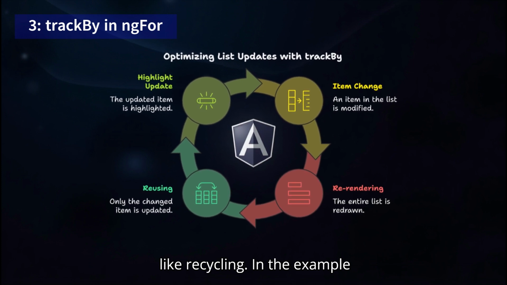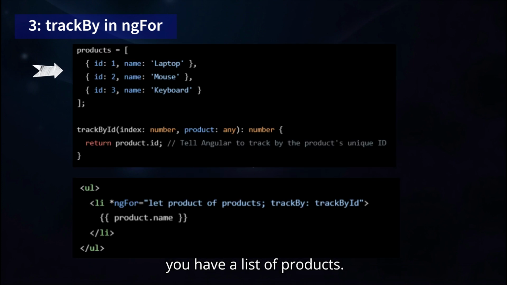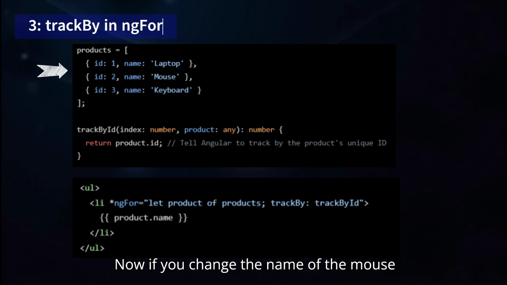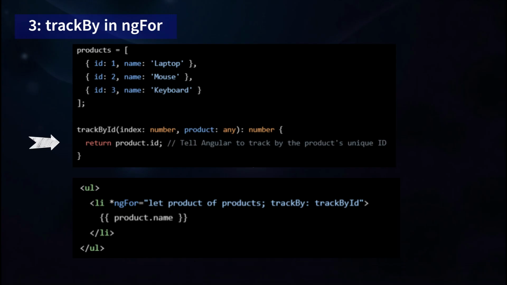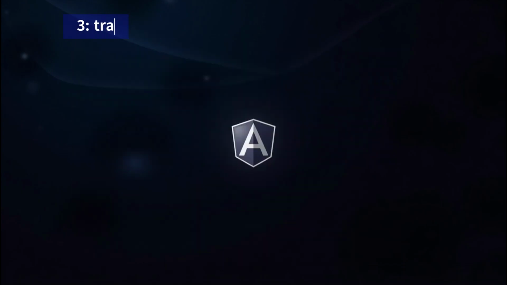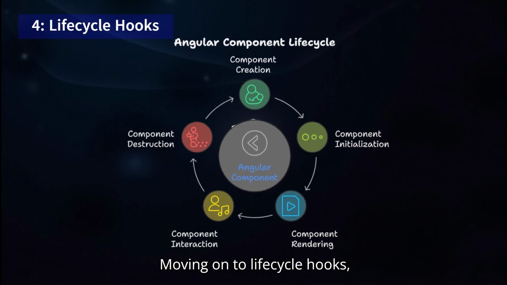It's like recycling. In the example, you have a list of products. Now, if you change the name of the mouse product, Angular knows that product ID 2 is still the same item. So it just updates its name rather than rebuilding the whole list. Much faster and smoother.